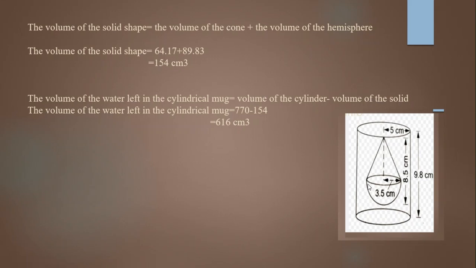So we have to split the given problem into parts such that we are able to understand the given data, what to find out, and how to find it out. Only if we sort out the problem into different parts is it very easy for us to find whatever is asked. So what is the final volume of the water left in the cylindrical mug? It is 616 cubic centimeters. Okay, I hope you understood.